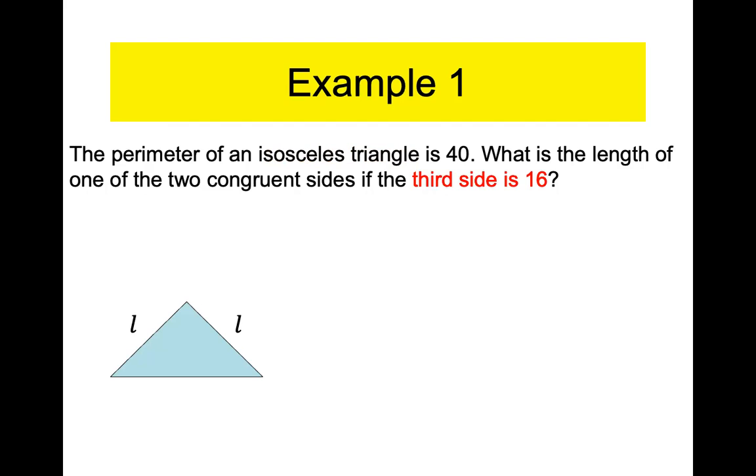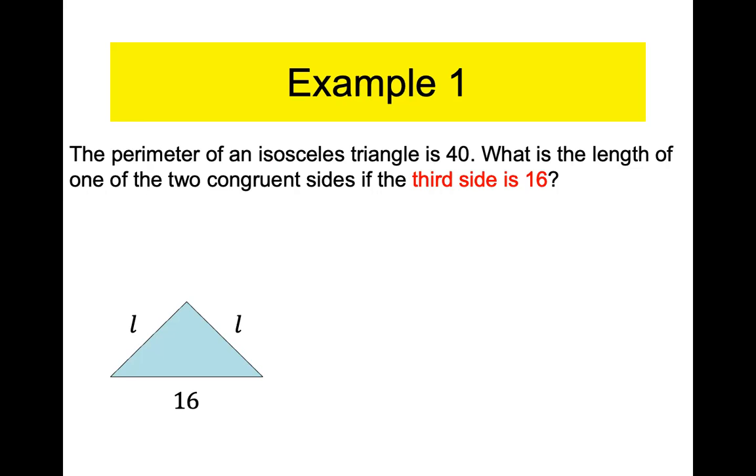So we know that the third side is 16. Is my picture correct now? What's the only bit of information I haven't used so far? What have I not used? The perimeter of the triangle. The perimeter of the triangle is 40. Have I used that yet? No. Do you see the number 40 up here?